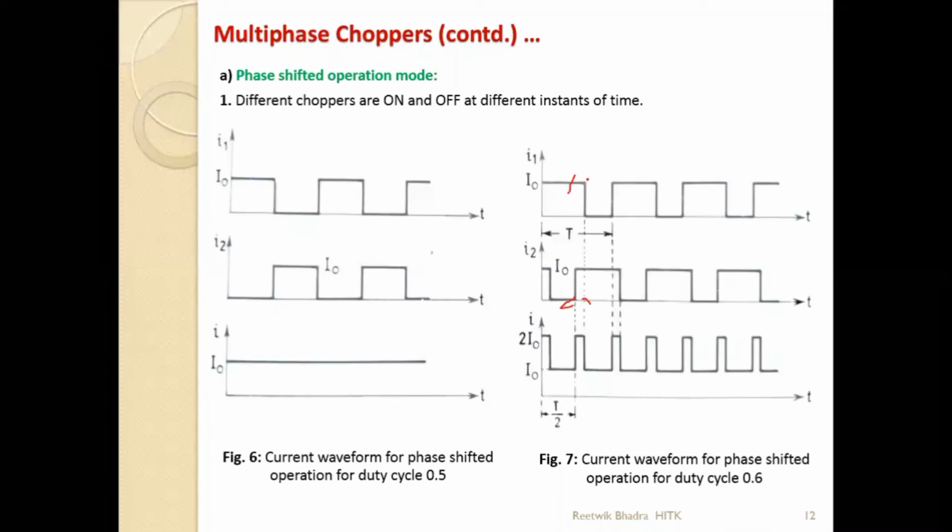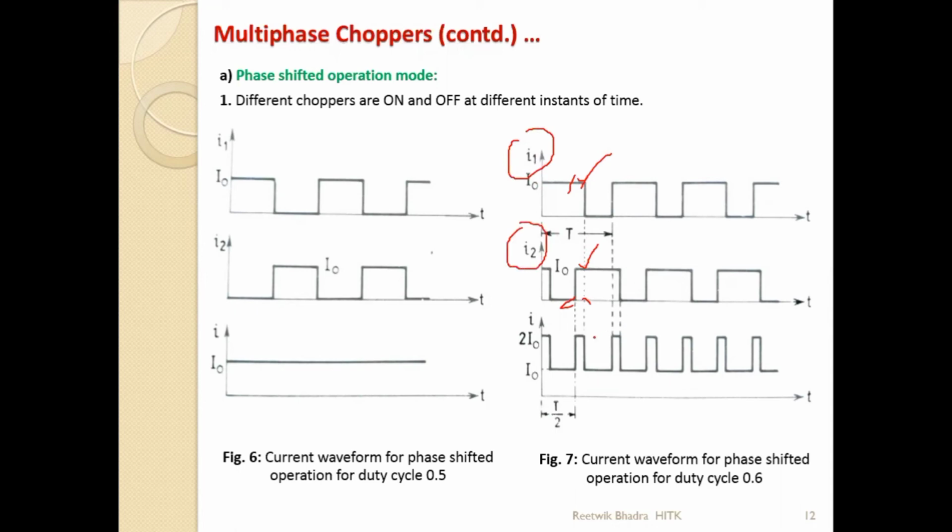So what is I1? CH1 is on, so I1 is I0. What is I2? I2 is also equal to I0. So if you add I1 plus I2, what will you get? 2 times I0. So we'll get 2 times I0 during this period.